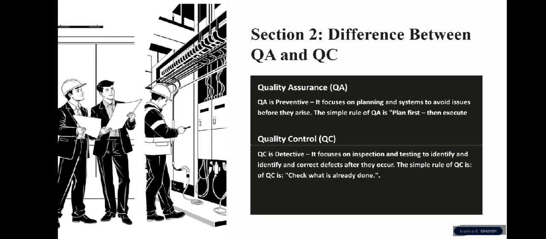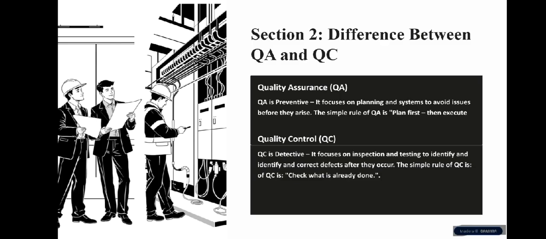Section number two is the difference between QA and QC. QA stands for quality assurance, while QC stands for quality control. QA is preventive. It means it focuses on planning and systems to avoid issues before they arise. The simple rule of QA is plan first, then execute. It actually defines the processes, procedures, and standards to ensure the quality throughout the project lifecycle.